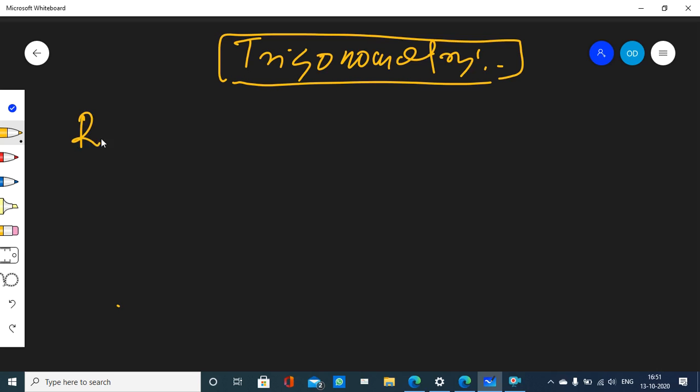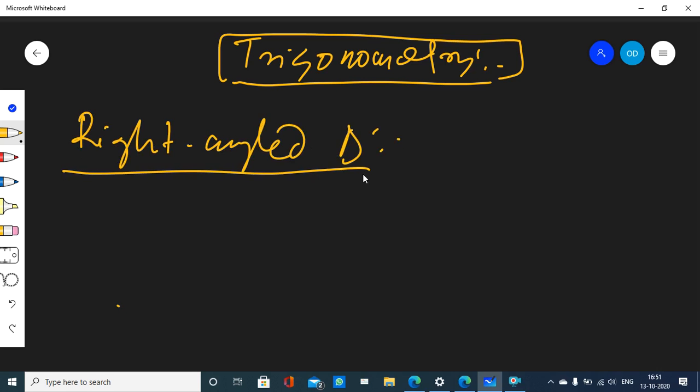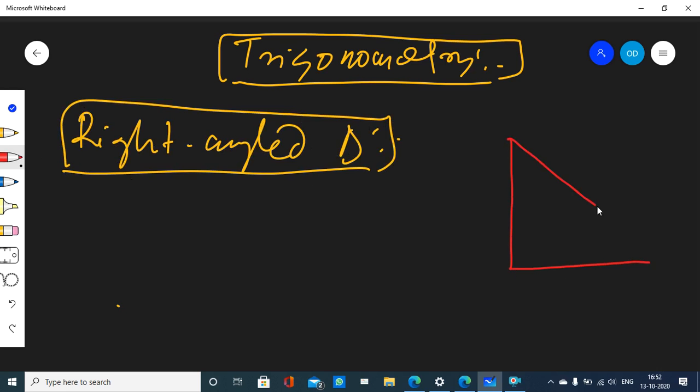First of all, we discussed a right angled triangle. What is a right angle triangle? A triangle which has one of its angles as 90 degree is called a right angled triangle. 90 degree is called what? Right angle. So this is a right angle triangle, and suppose this vertex is A, B, C.